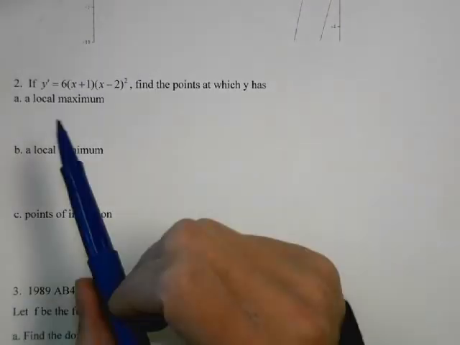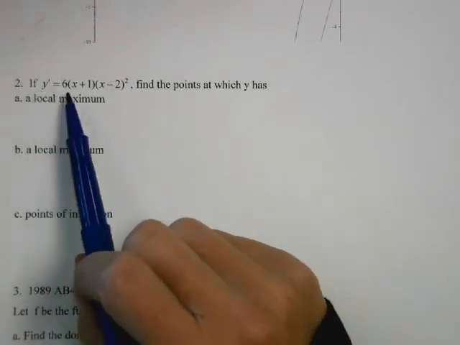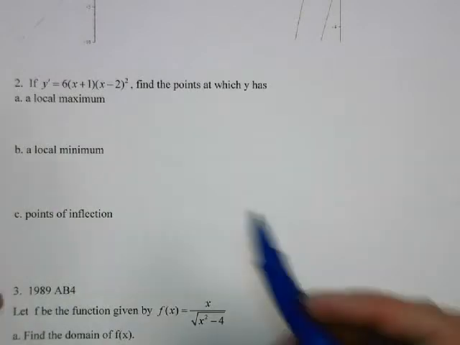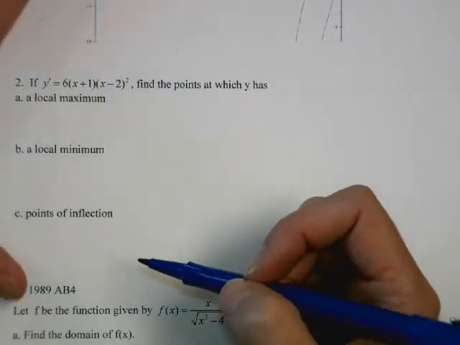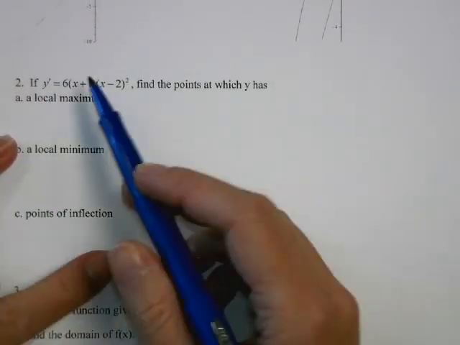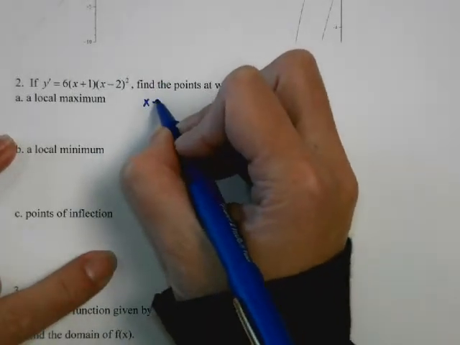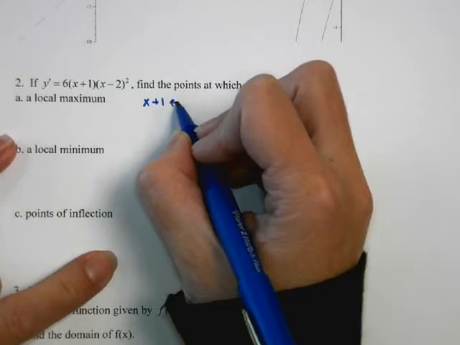So for question 2, we have y prime equals 6 times (x plus 1)(x minus 2) squared. And we're going to find all the points where it has a maximum, minimum, and a point of inflection. So for the maximum and minimum, I already have the derivative. So I'm going to do my number line analysis.